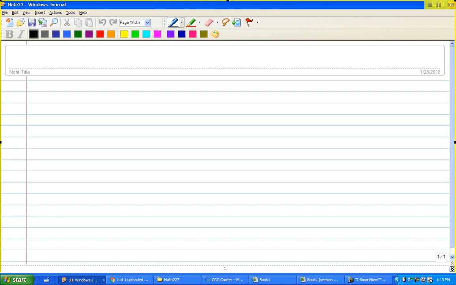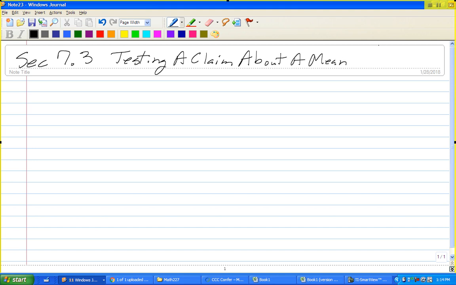Okay, so section 7.3, testing a claim about a mean, and let's suppose that the population variance is known. Okay. So let's do an example.